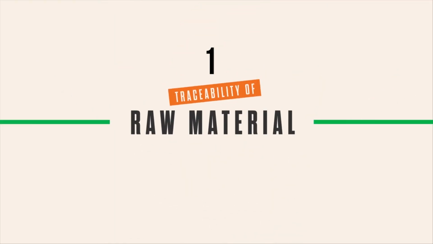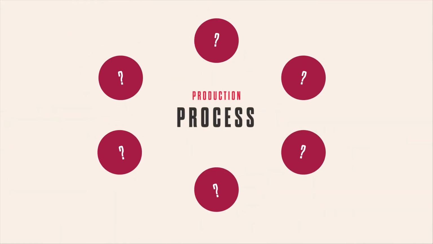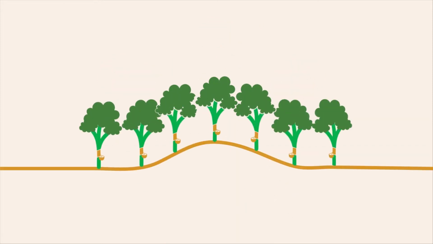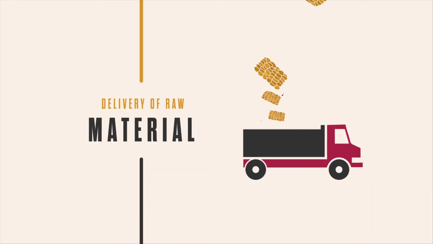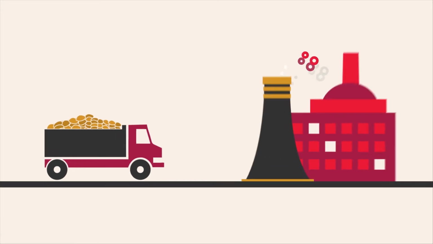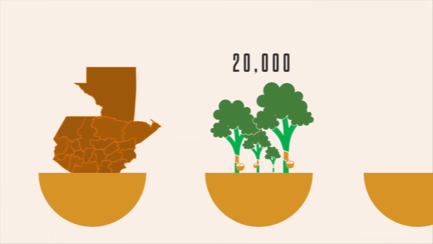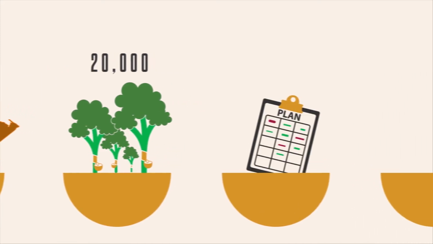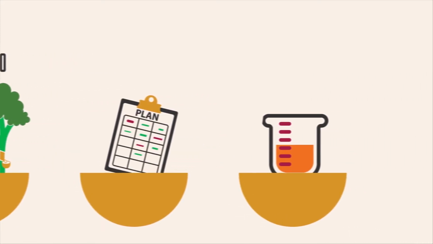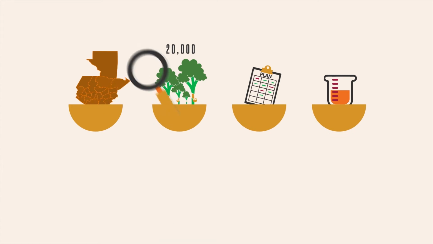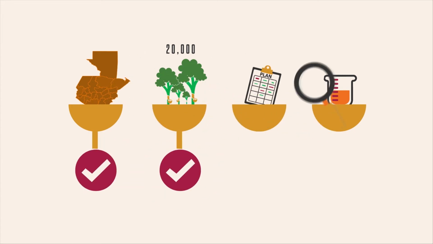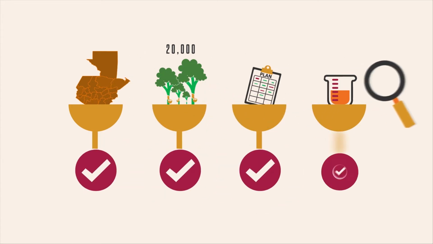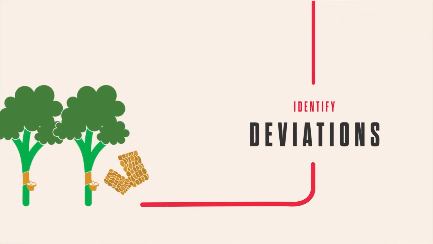Traceability of raw material. This principle showcases the productive chain of rubber from the point of origin in the farm to the delivery of raw material. This includes identifying rubber production areas, tree inventory, planting dates and number of clones, farm management plan, and use of approved chemical products. The objective is to track the complete process of rubber production in order to identify any possible deviation in the end product's quality.